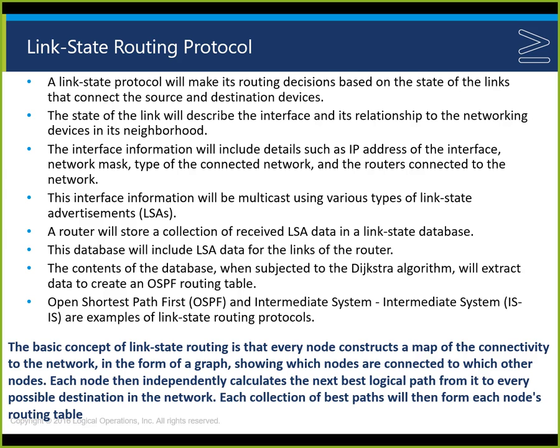measure of cost to get there, will find the best path through the network. But back to the bullets here, the state of the link describes the interface and its relationship to the networking devices. Interface information will include details such as the IP address of the interface, network mask, type of connected network, and the routers connected to the network.